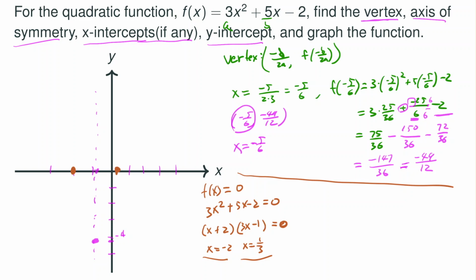For y-intercept, we just plug 0 for x. So 3 times 0 squared plus 5 times 0 minus 2. This is 0, this is 0, so we have negative 2. So y-intercept is -2. When x is 0, it crosses the y-axis at -2. So now we're ready to graph the function.